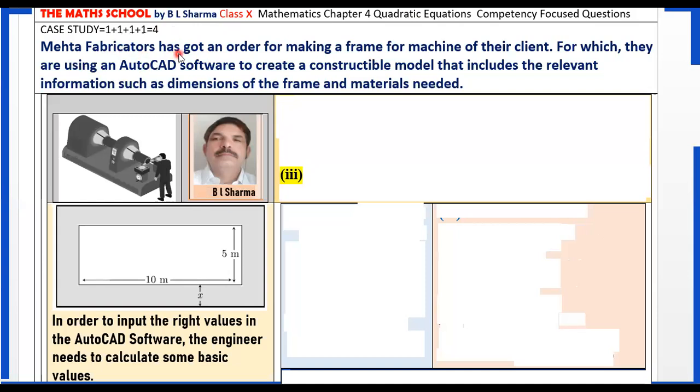Mehta Fabricators has got an order for making a frame for machine of their client, for which they are using an AutoCAD software to create a constructible model that includes the relevant information such as dimensions of the frame and material needed. In order to input the right values in the AutoCAD software, the engineer needs to calculate some basic values. I think you have understood the question.